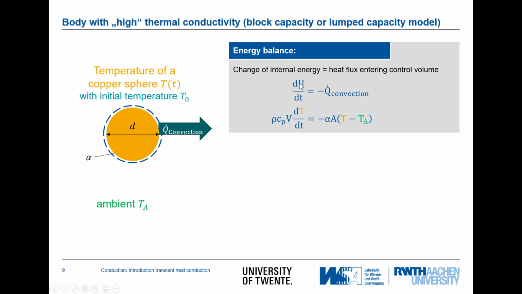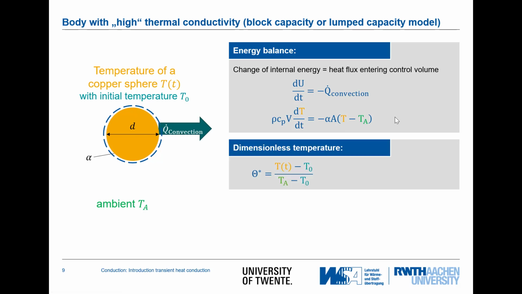Now let's fill this with variables. The inner energy is nothing else than the heat capacity times the volume times the temperature, and the change of the inner energy is related here, in our case, to the change of the inner temperature. This is equal to the convection law: heat transfer coefficient times the surface area of the sphere times the temperature difference between sphere and environment. Now, this differential equation has one major drawback: it is an inhomogeneous differential equation, where we have this T minus TA.